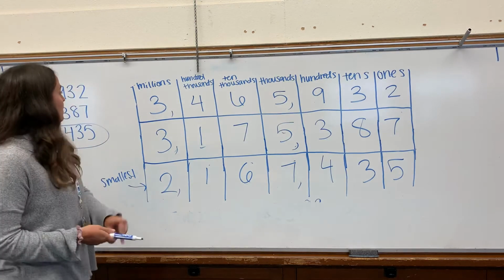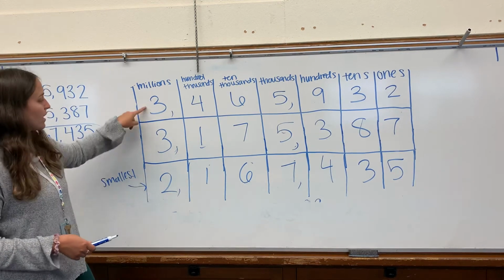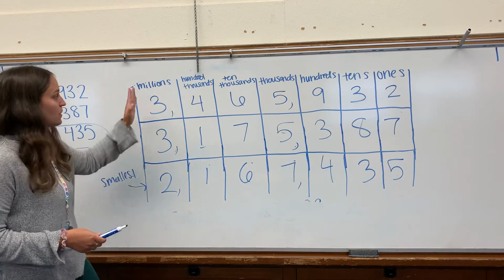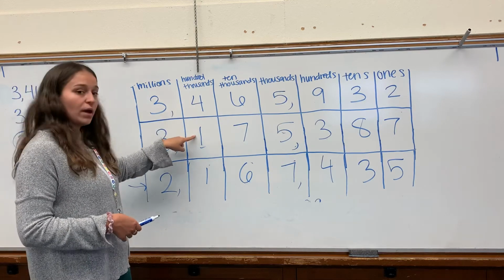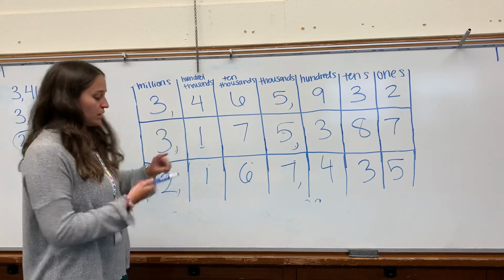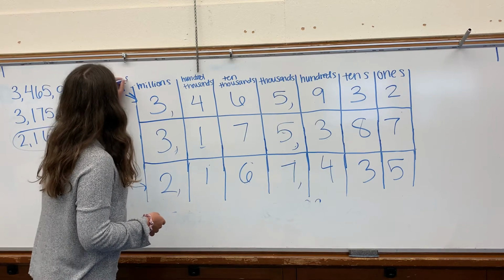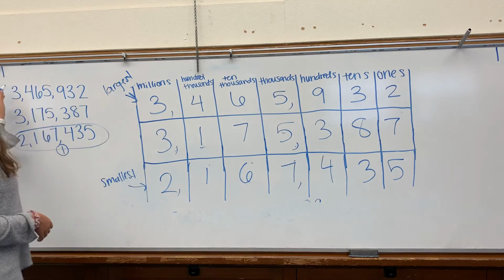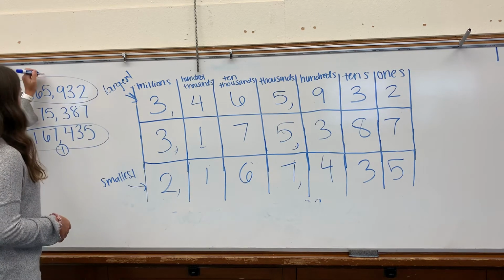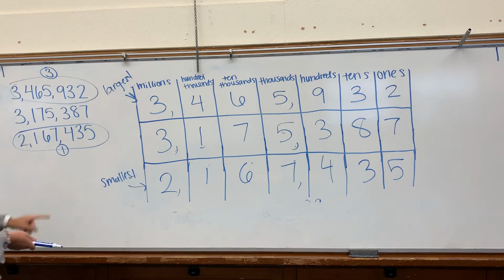Okay? Then, if we're now going to compare these 2 numbers. So both of them have 3's in the millions, so that means we need to move to the 100,000s. We have a 4 and a 1. Well, I know 4 is bigger than 1, so this one must be the largest number. Okay? So then 3,465,932 is going to be last. So I'm going to put a number 3 with that. So now it goes 1, 2, 3.